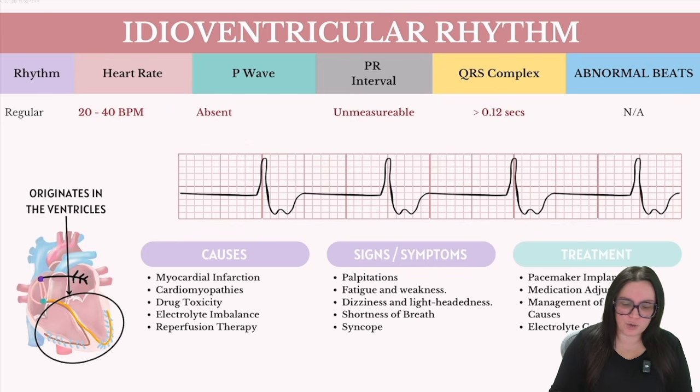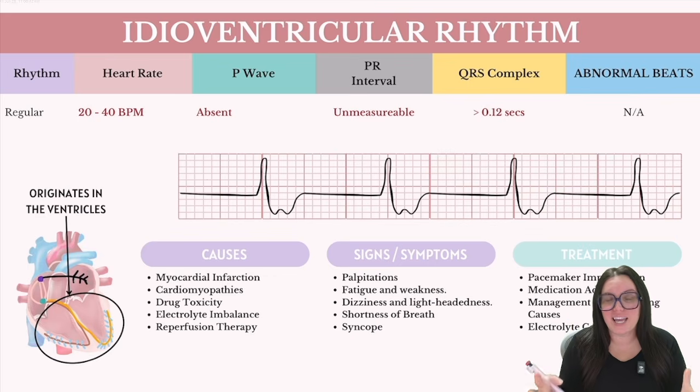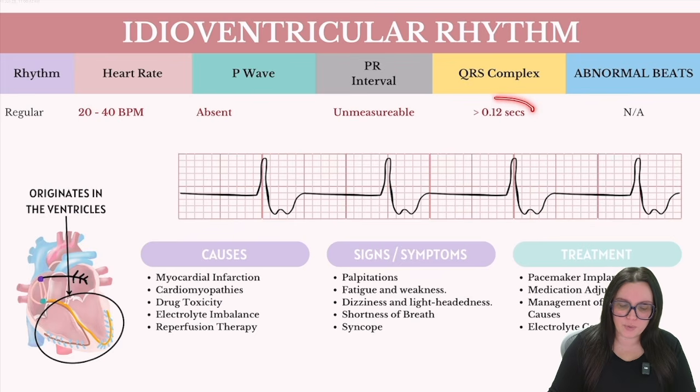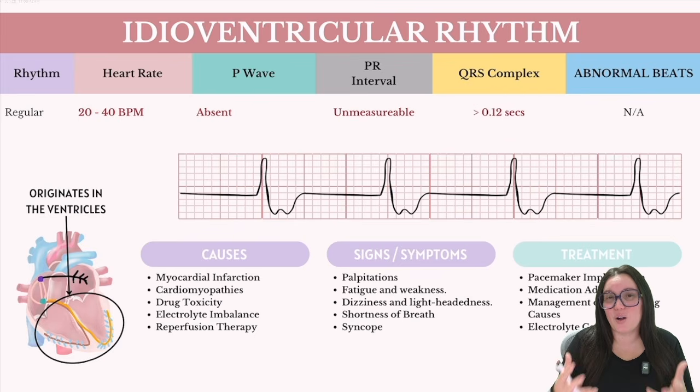This is the first place the QRS complex is going to differ, because we're going to see this big, wide, and ugly QRS complex, meaning that it's going to exceed that normal range of 0.12 seconds. This is ultimately due to the impulse originating inside of our ventricles, using that abnormal pathway for ventricular activation instead of the normal conduction systems like we saw in our previous rhythms.